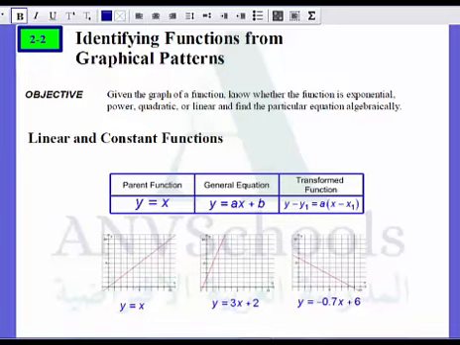Welcome to Chapter 2, Lesson 2-2, Identifying Functions from Graphical Patterns. So our objective for this lesson is, given the graph of a function, know whether the function is exponential, power, quadratic, or linear, and find the particular equation algebraically. So in other words, we're going to find whether a given function is either of the four functions listed, and of course we are going to solve the equations algebraically.